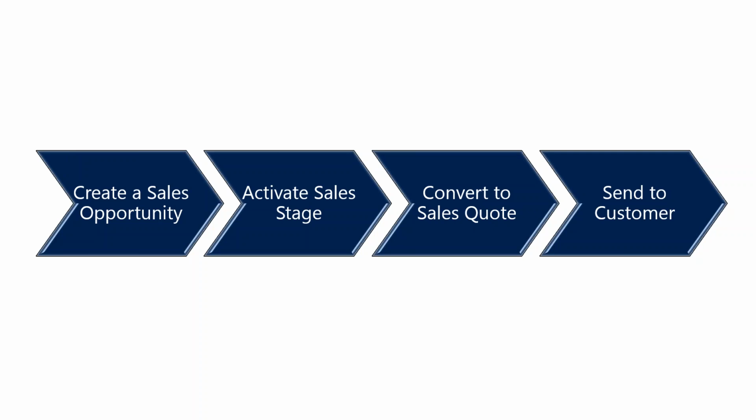So these are the different stages of having the opportunity turn into a sales quote. The first thing we're going to do is create an opportunity. Then we're going to activate the sales stage within that opportunity. Then we're going to convert that opportunity to a sales quote. And then we're going to send that sales quote off to the customer.